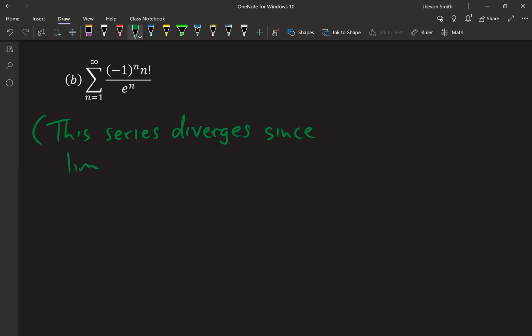Test for divergence. The limit of this guy is infinity, which is not 0, right? So this is something that you should have seen, right? There's a factorial in the numerator and an exponential in the denominator. That's not going to go to 0, guys. The terms here are getting bigger. There's no way it's going to add up to a finite number, right? So this is something you can know diverges just by the test for divergence.